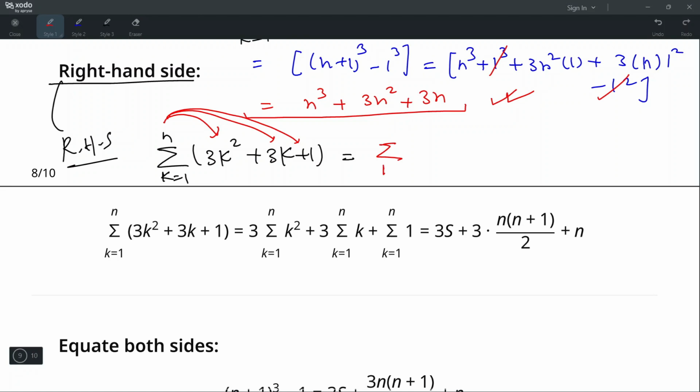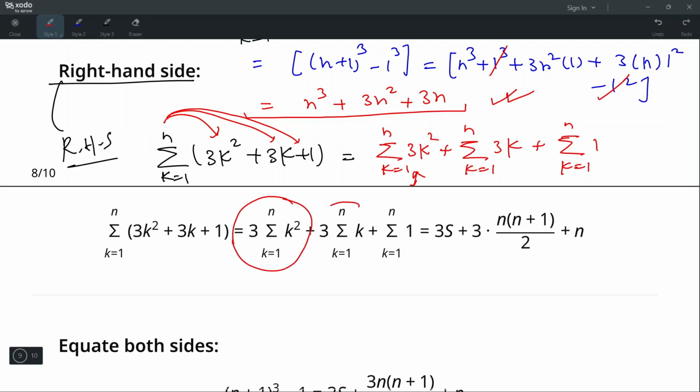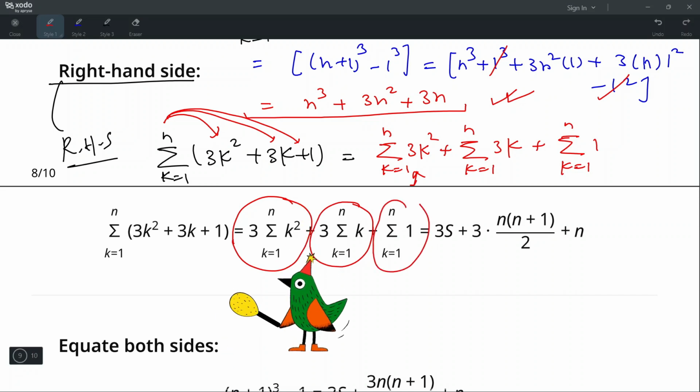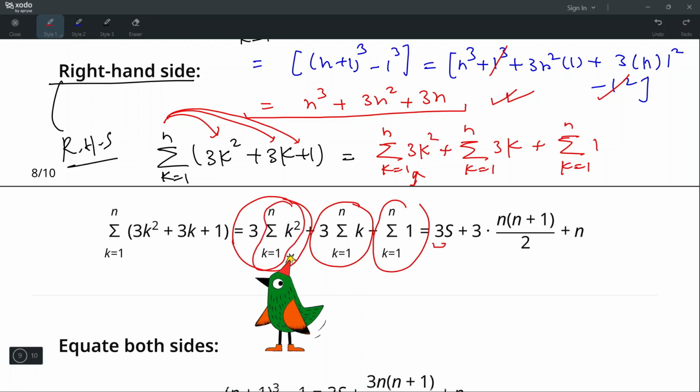This becomes the sum from k equals 1 to n of 3k squared. Similarly, the sum from k equals 1 to n of 3k, and finally the sum from k equals 1 to n of 1. At this point, since 3 is a constant, we can factor this out. So this becomes like this, the next term becomes this one, and the final result is here. What we do next is we call this sum S.